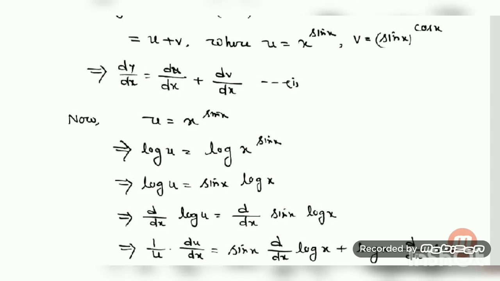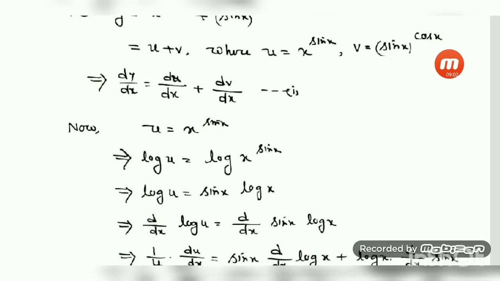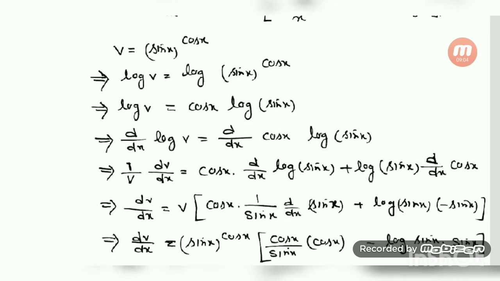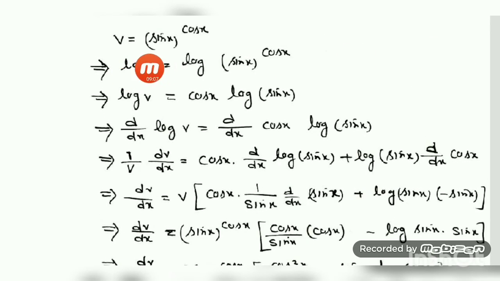We proceed now to dv/dx. v is sin x to the power cos x. So let us consider v and take the derivative of v now. v is sin x to the power cos x, the power is a variable, so take log on both sides. Log of v is equal to log of sin x to the power cos x, which on simplification gives you cos x into log of sin x. After simplification, our aim is to get the derivative, so d/dx of log v is equal to d/dx of this into this.